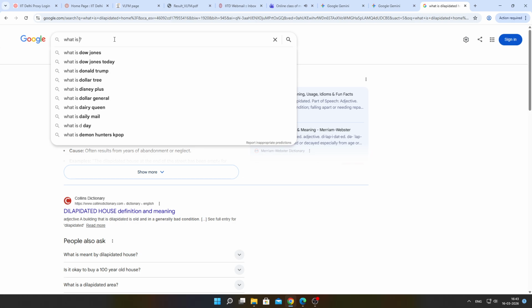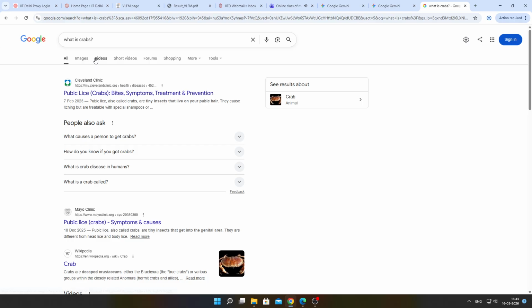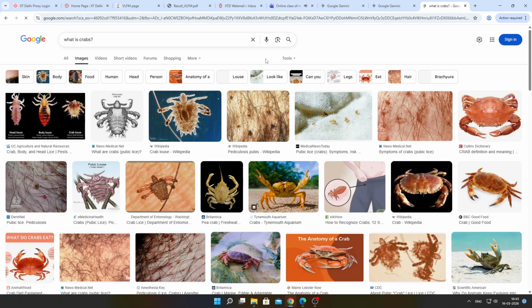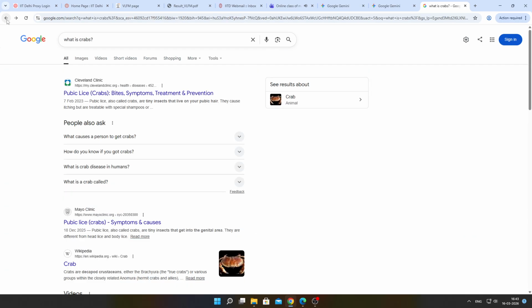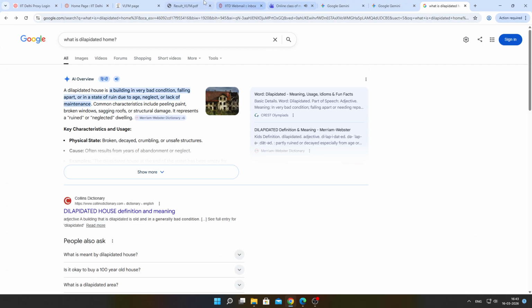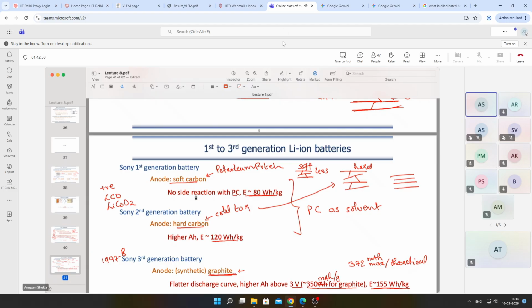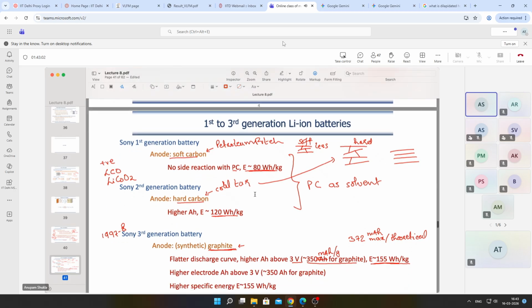So getting a defective material, in some sense, in many situations is helpful. Because of that, the propylene carbonate could not ingress, and you have less exfoliation of particles, because of which it was possible to create a commercial battery, providing a specific energy of 80 watt hour per kg.